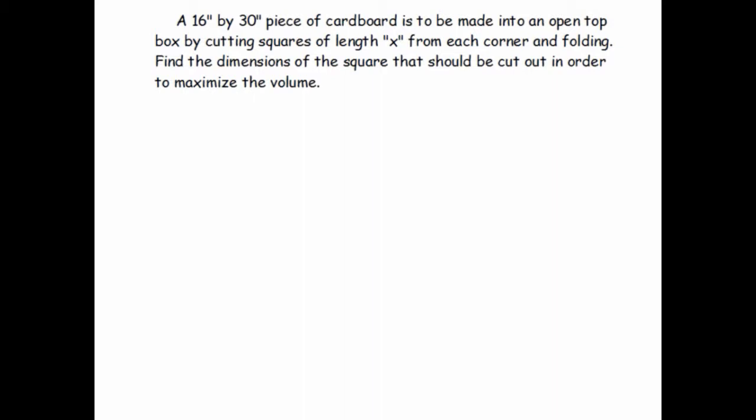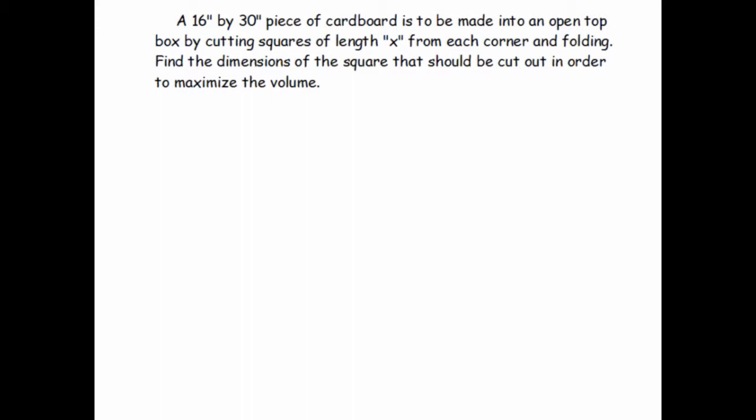Here we're going to look at another classic optimization problem in which you're trying to optimize the volume of a box that you're going to create by cutting out little squares in the corners of a piece of cardboard you have. So the first thing we want to do is read the problem and then model it correctly.